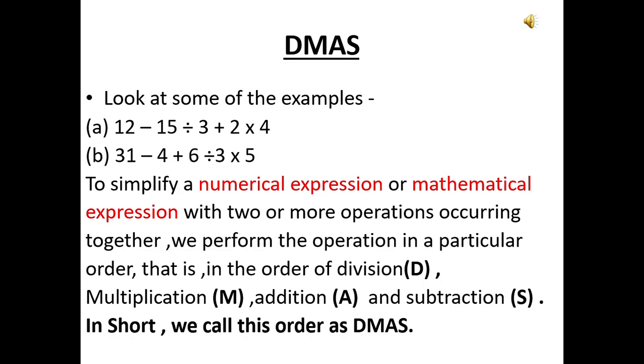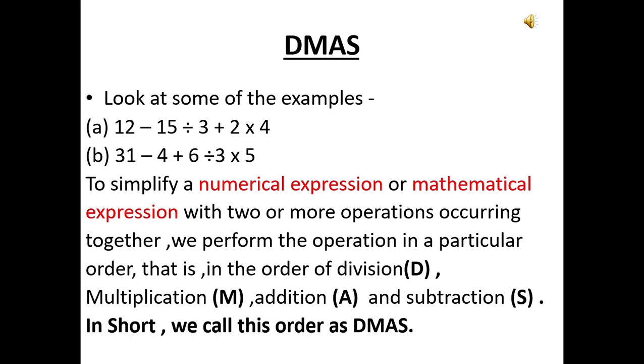Now look at some of these examples. The first one, 12 minus 15 divided by 3 plus 2 into 4. And the second one is 31 minus 4 plus 6 divided by 3 into 5. Have you seen an expression like this? Now the whole, that is 12 minus 15 divided by 3 plus 2 into 4, is called an expression. Have you got confused about what we are going to do now? Or what we have to do?